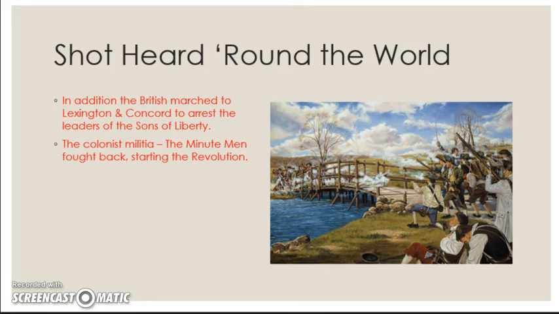In addition, the British are going to try to round up Sam Adams and John Hancock, those leaders of the Sons of Liberty. And they had been basically hiding out just outside of Boston, and they were basically building a militia, their own little volunteer army. That military was called the Minutemen, because supposedly the cliche was they could be ready in a minute.